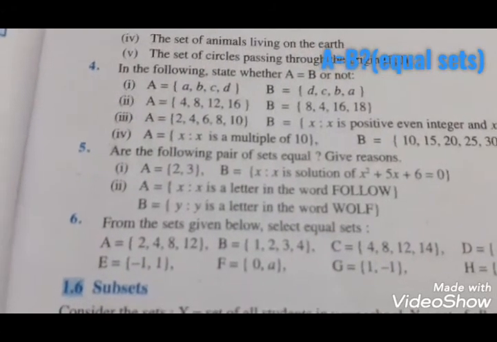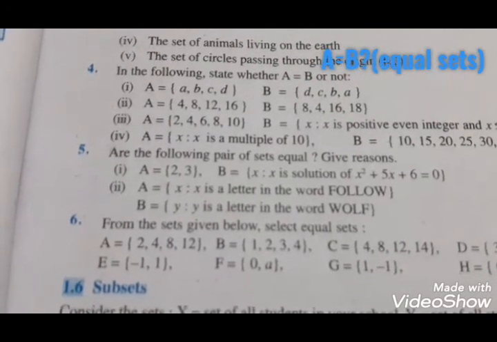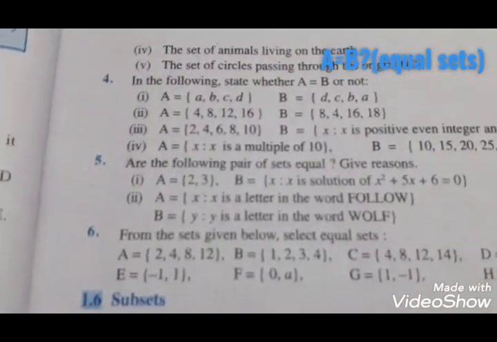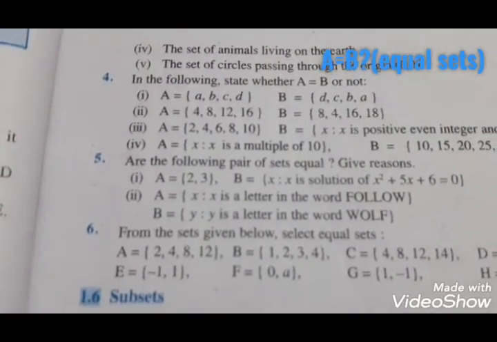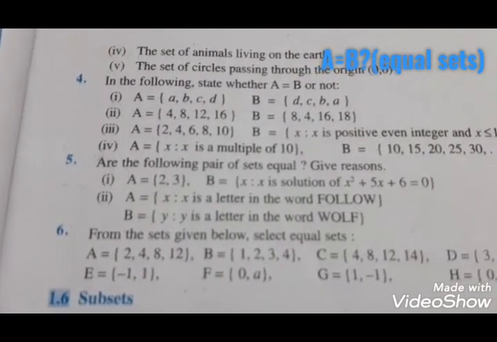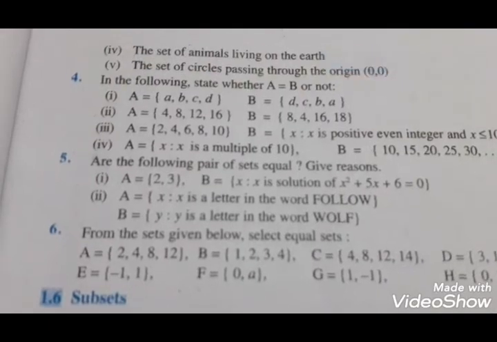So only two pairs, B and D, and the second one, E and G, are the pairs of equal sets. Here we know the difference between equal and equivalent sets, so we can identify which is a pair of equal sets and which is not a pair of equal sets.